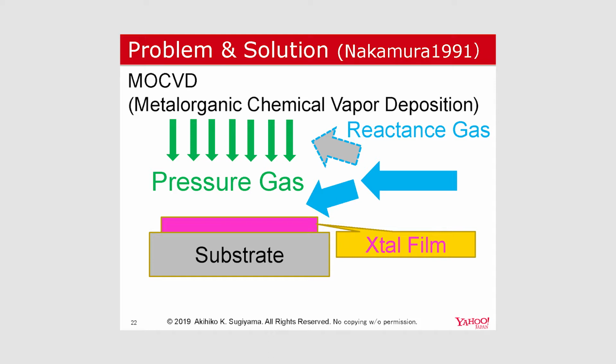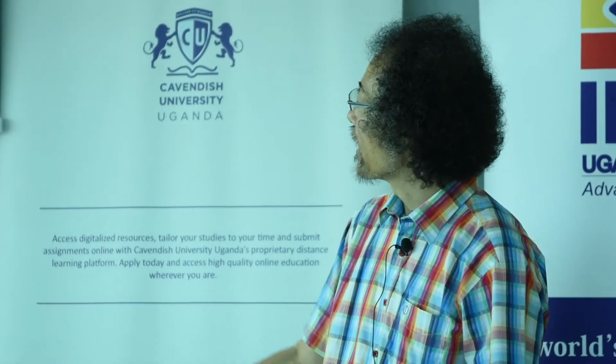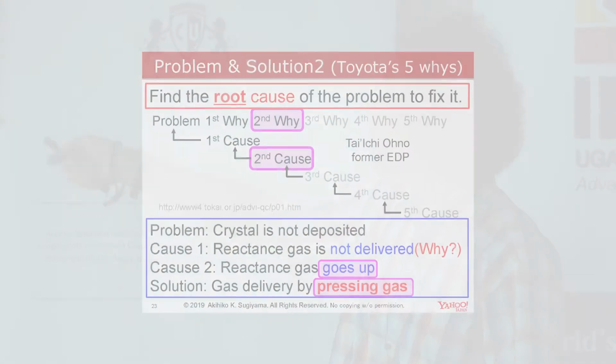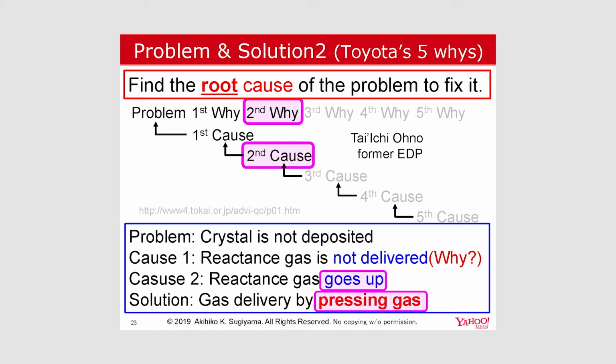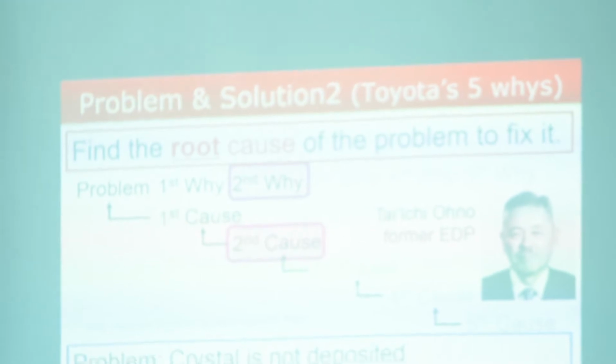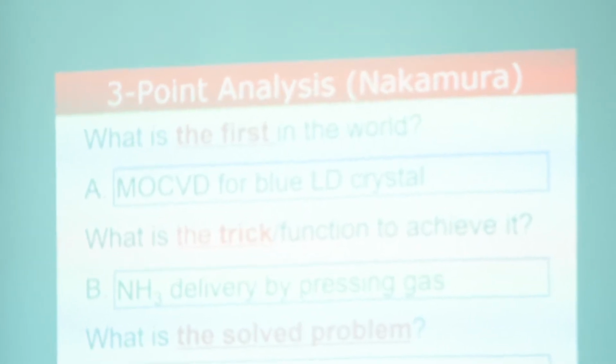Okay? And the solution is gas delivery by pressing gas. He has introduced pressing gas so that it is guaranteed for the reactance gas put into the reactor to touch the surface of the substrate for the growth of a crystal film. Okay? So these things are important. Second why and the second cause to reach the root cause here in this case, and much better solution by pressing gas. Okay, so do the three-point analysis in the same way.